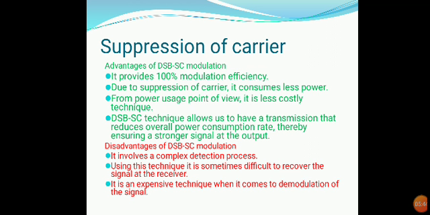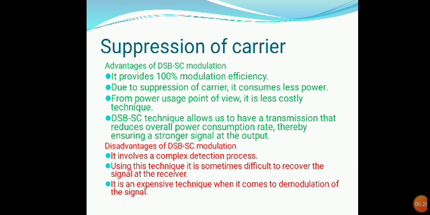These are the advantages of the double sideband suppressed carrier technique. It provides 100% modulation efficiency. Because in the AM wave it was not possible to provide 100% modulation efficiency, but it is possible here. Due to suppression of the carrier, great power saving is achieved, and hence from that point of view it is a less costly technique. Double sideband suppressed carrier technique allows us to have a transmission that reduces the overall power consumption rate, thereby ensuring a stronger signal at the output.